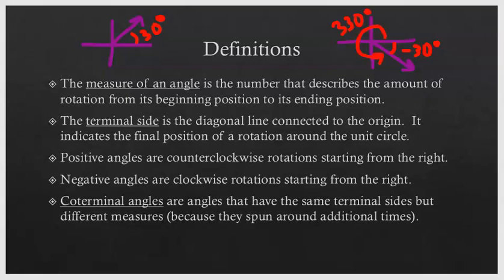And the last and most important definition for us here is what are coterminal angles? Well, these are angles that have the same terminal side, which means it's multiple ways of describing a diagonal line going in the same direction.